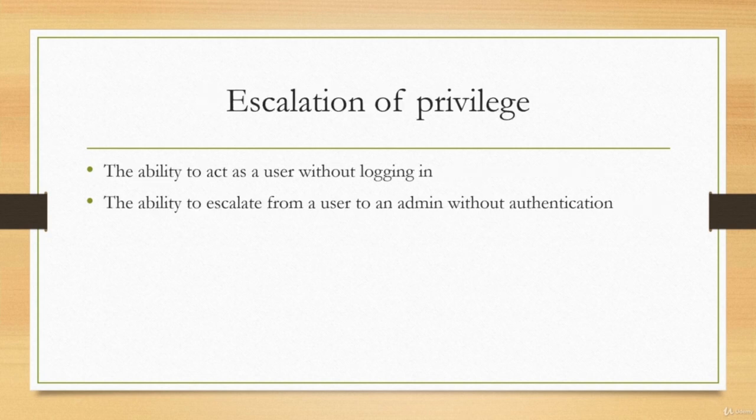So the general process of getting more permissions than you normally have is known as an escalation of privilege, and that's a very typical type of vulnerability. And there's a few different ways, as we discussed, that this can take place. We can either act as a user without logging in or escalate from user to admin without authentication.